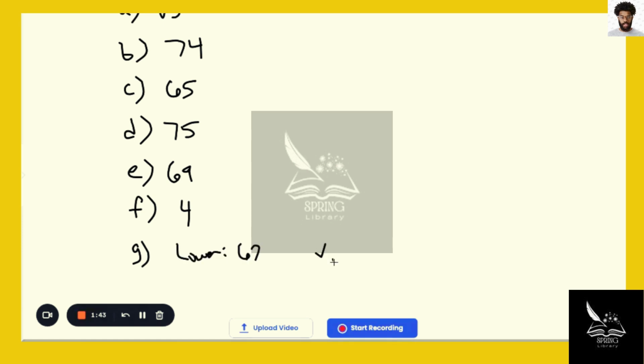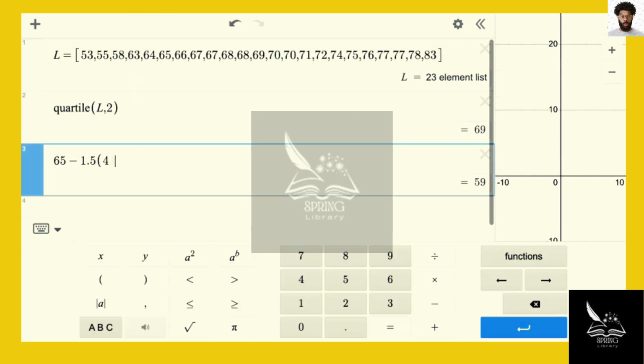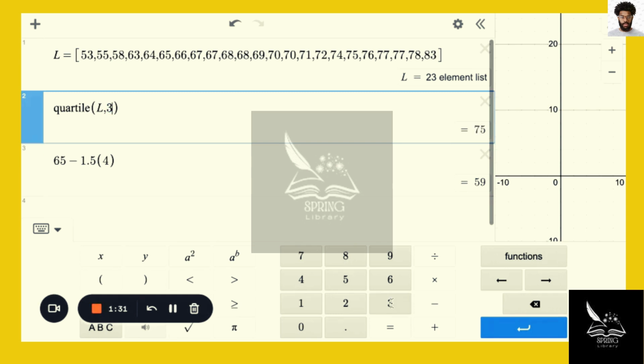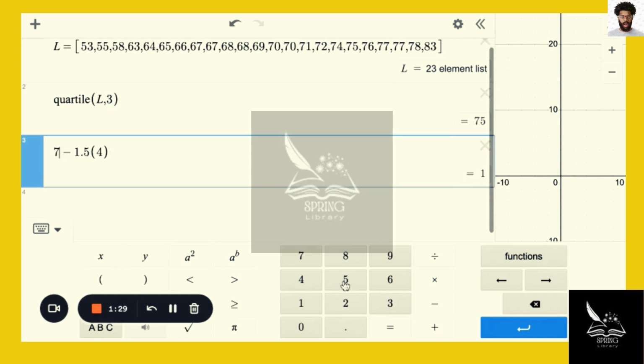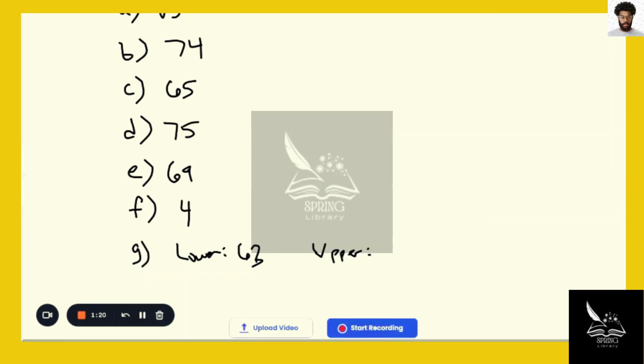The upper limit: we would take the third quartile, which was 75, and add 1.5 times the interquartile range, which is 81. And so 83 would be an outlier, and our upper limit would be 78.